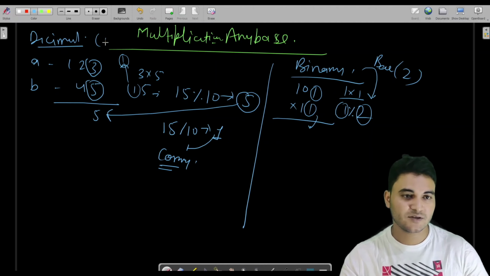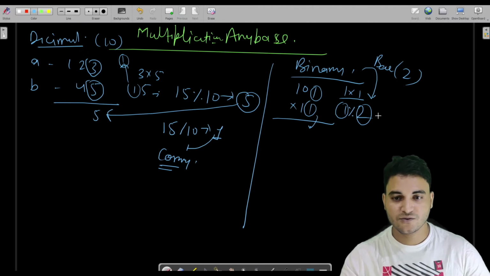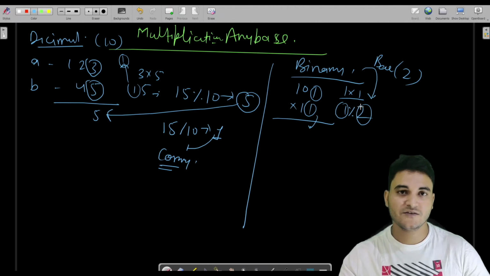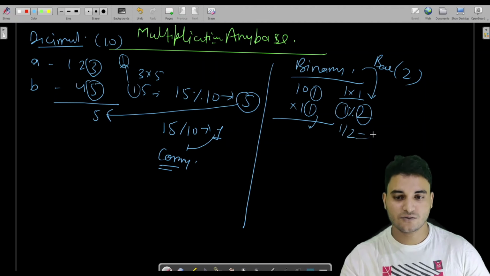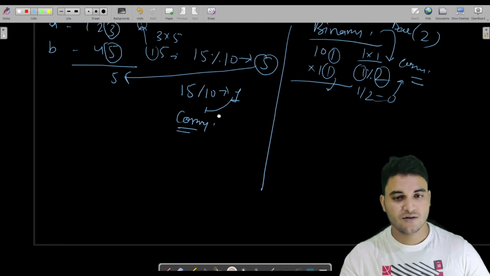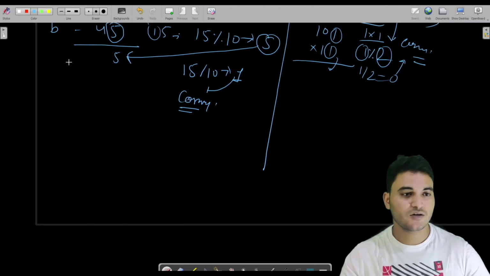Here decimal base was 10. Fine. So we used to take remainder of the base in which we are multiplying two numbers. So we used to take remainder with 2 and we used to divide with 2 also, so that we can store 0 in the carry. Fine. So that was the logic for binary numbers. Let us see for octal numbers also.